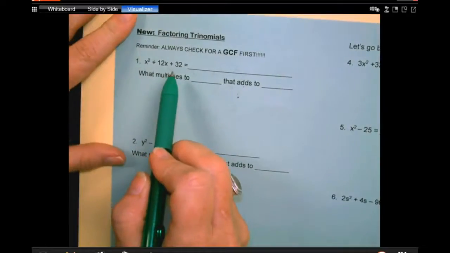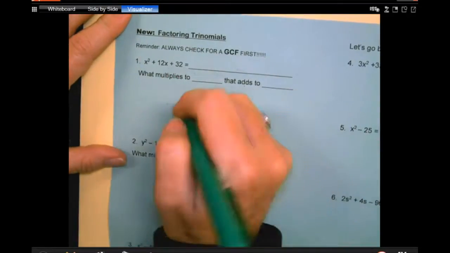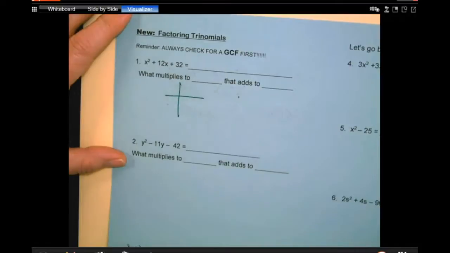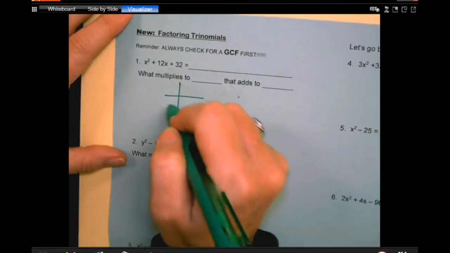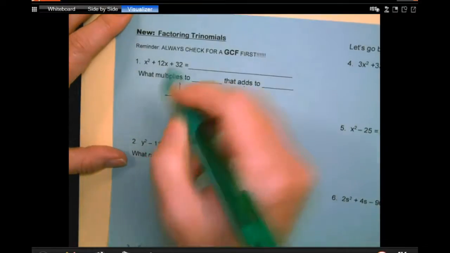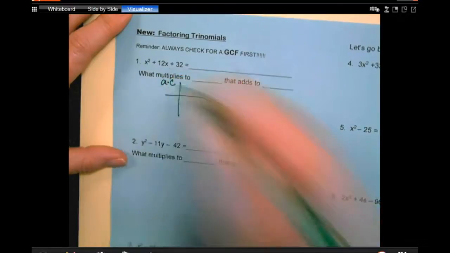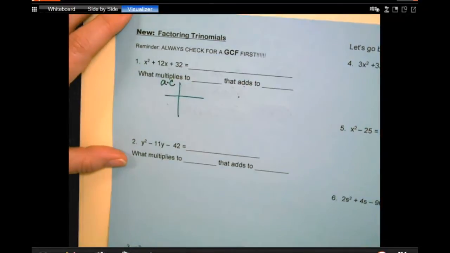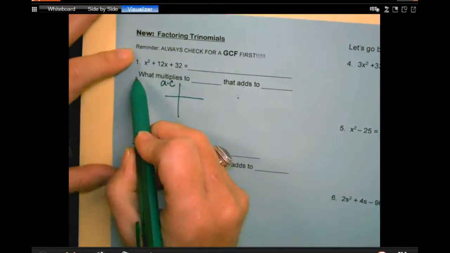So what I want to do when I factor is I'm going to draw myself a little T-chart. On this side of the T-chart, on the left-hand side, I'm going to write down a times c. So a times c, what is my a this time?